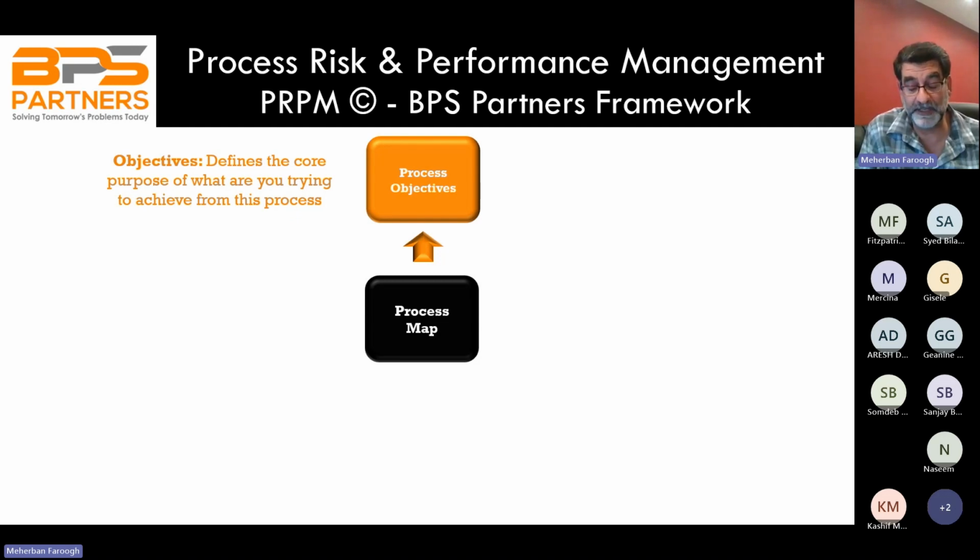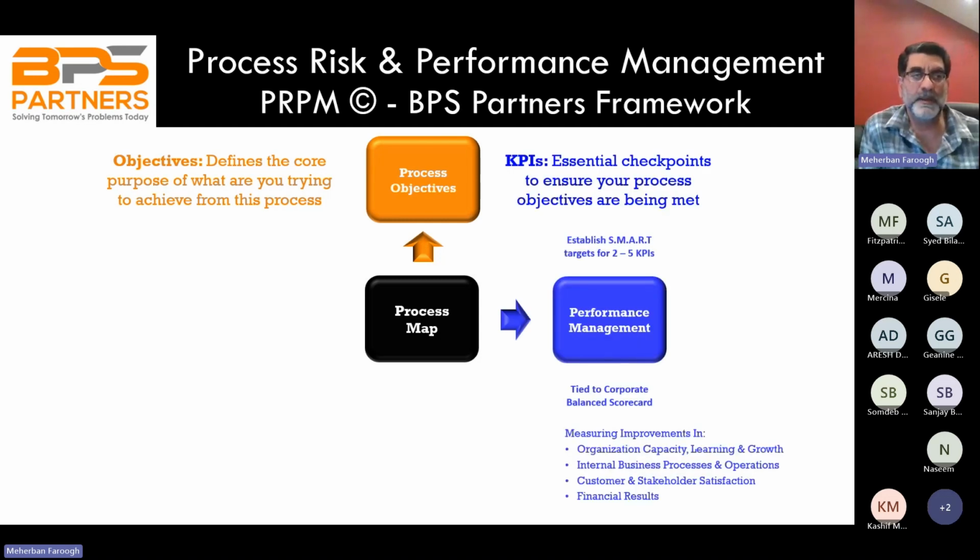I see kind of head shaking and eyes rolling, and as they get used to it, I typically ask them, tell me your core process objective in 3 crisp bullet points. That's it. And I purposely say 2 or 3 because I don't want a whole paragraph or 7 to 10 points. Once they've defined clearly what their process objective is, the next step is to define the KPIs, right? So essential checkpoints to ensure your process objectives are being met.